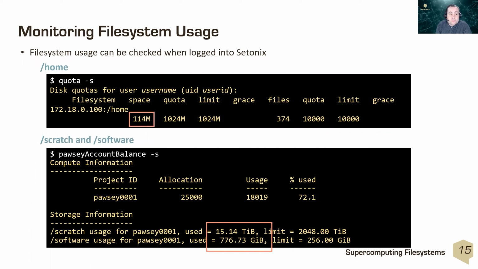So for monitoring file system usage, you just need to log into Setonix. If you use the quota command with the -s, you can see how much of your home quota you have used. You can see there I've used 114 megs of my home quota, outlined in red. And for /scratch and /software, if you run the Pawsey account balance tool with a -s, you will print out the storage information you can see there in those last two lines. So in this example, pawsey0001 has used 15 terabytes of scratch and 776 gigabytes of /software.